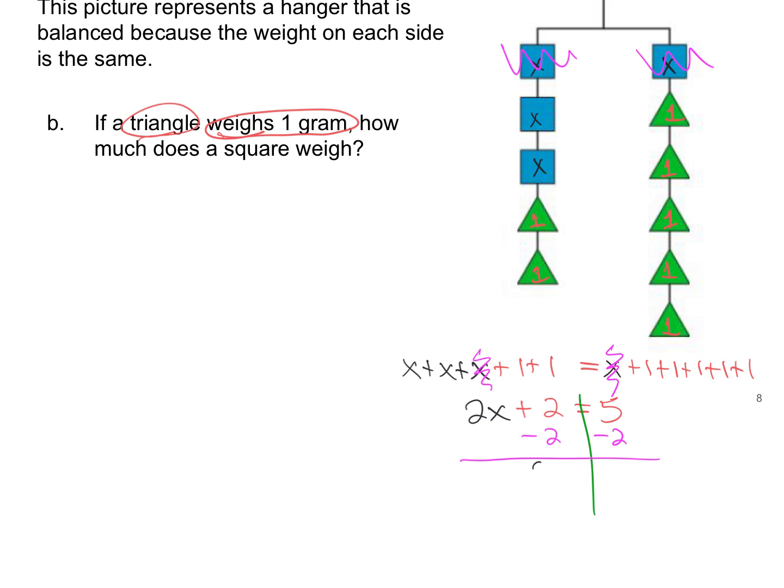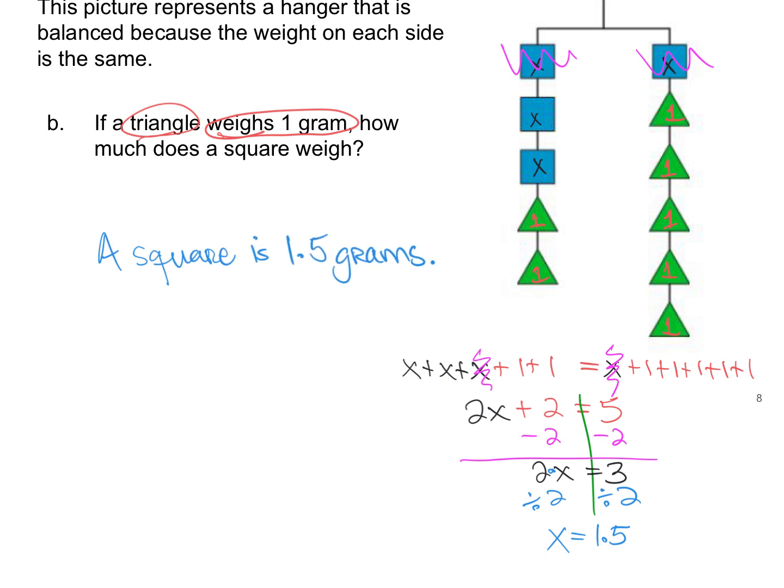Then I know that I have 2x. 5 minus 2 is 3. And then 2 and x, I know that that is multiplying. So that means I'm going to divide by 2 on both sides. So grab a calculator, divide it by 2, go 3, divide 2, that's 1.5. So x equals 1.5. So we're going to say a square is 1.5 grams. So we can go ahead and say, okay, we've solved this. Now we know that a square is 1.5 grams.